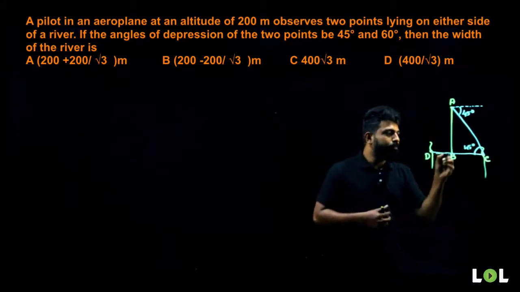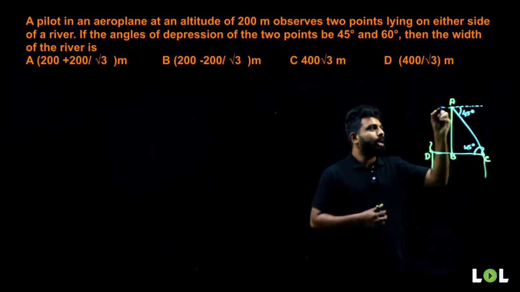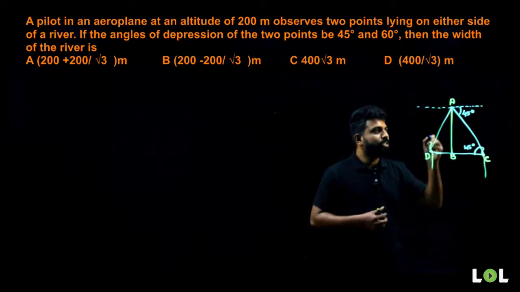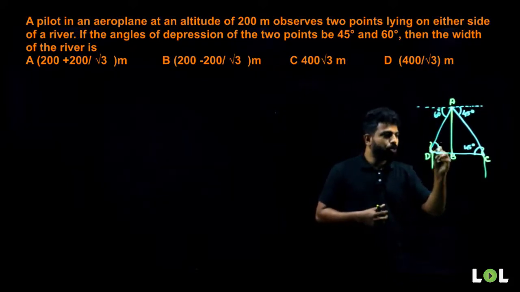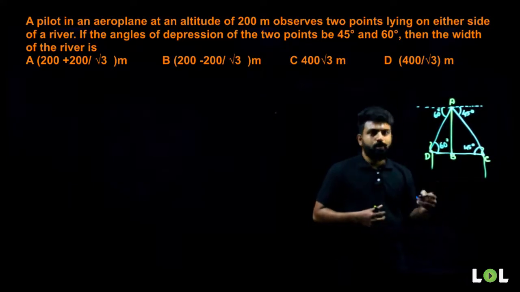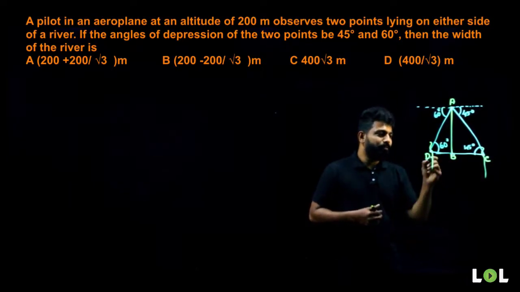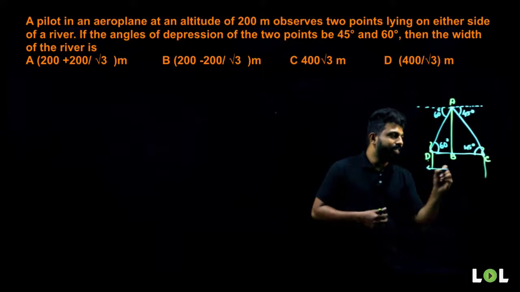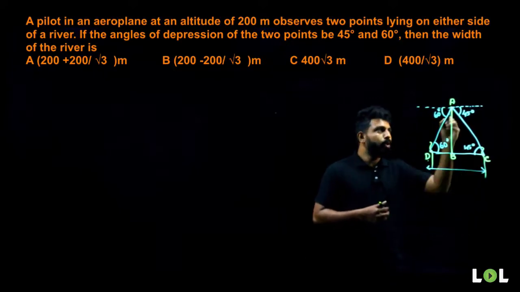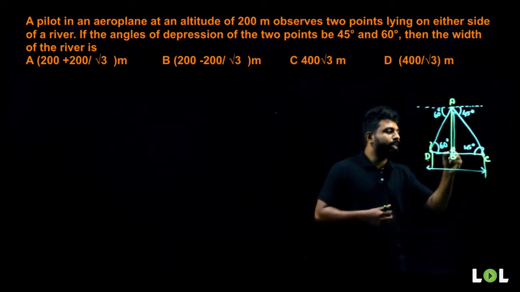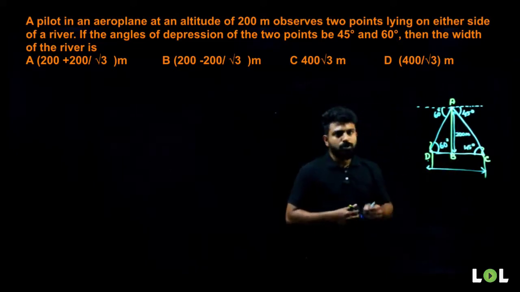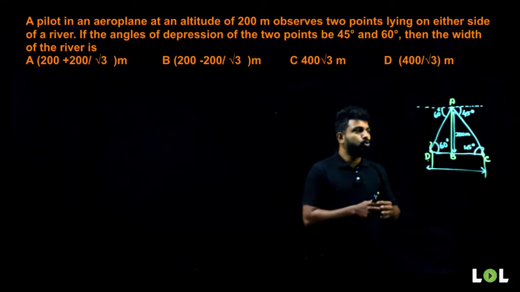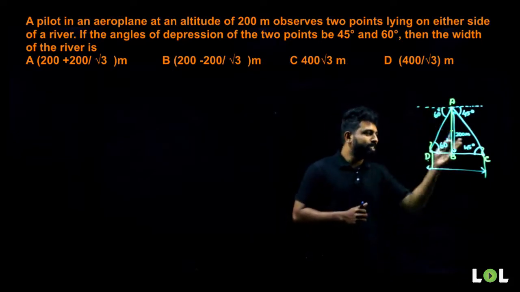Similarly, from D, the other depression, angle of depression here is 60 degree. So this angle is 60 degree. So this will also be equal to 60 degree. Now they're asking us to find the length of the river, meaning we need to find DC. We know that altitude is 200 meters. So AB is 200 meters. So now how do we solve? Let us take up 2 different triangles here. The first one is ABC.